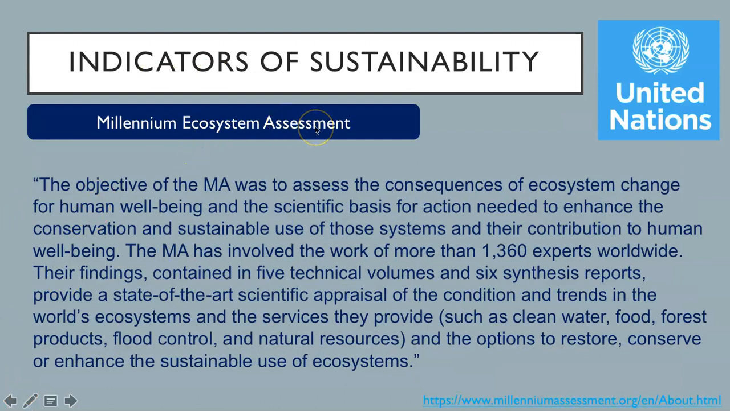The Millennium Ecosystem Assessment was funded by the United Nations and started in 2001. Quoted from the Millennium Ecosystem Assessment website, the objective of the Millennium Ecosystem Assessment was to assess the consequences of ecosystem change for human well-being and the scientific basis for action needed to enhance the conservation and sustainable use of those systems and their contribution to human well-being. The MA has involved the work of more than 1,360 experts worldwide. Their findings, contained in 5 technical volumes and 6 synthesis reports, provide a state-of-the-art scientific appraisal of the condition and trends in the world's ecosystems and the services they provide, such as clean water, food, forest products, flood control, and natural resources, and the options to restore, conserve, or enhance the sustainable use of ecosystems.